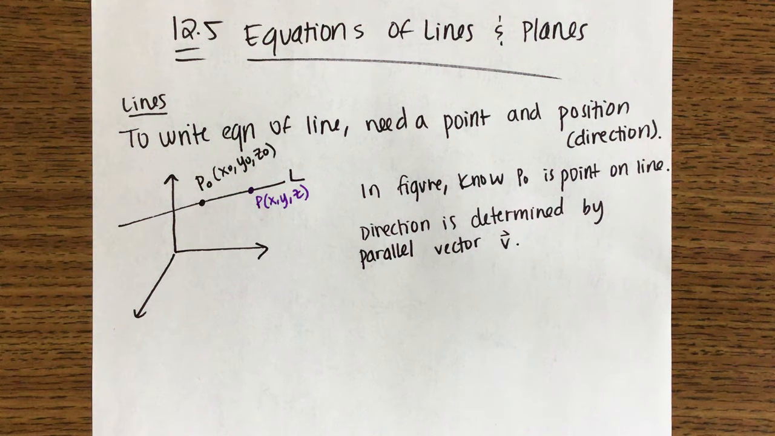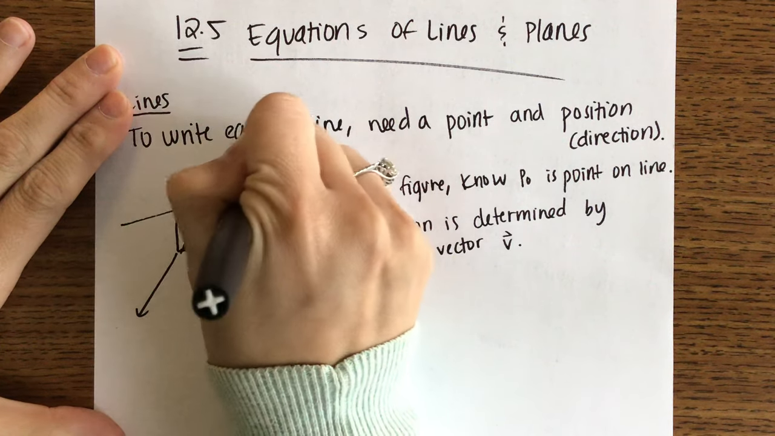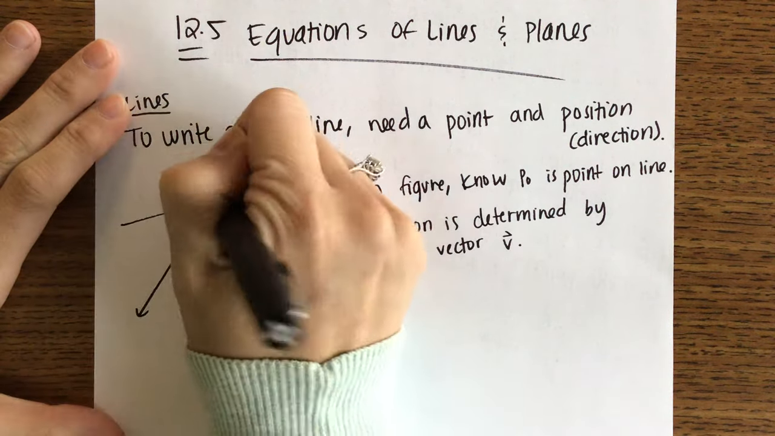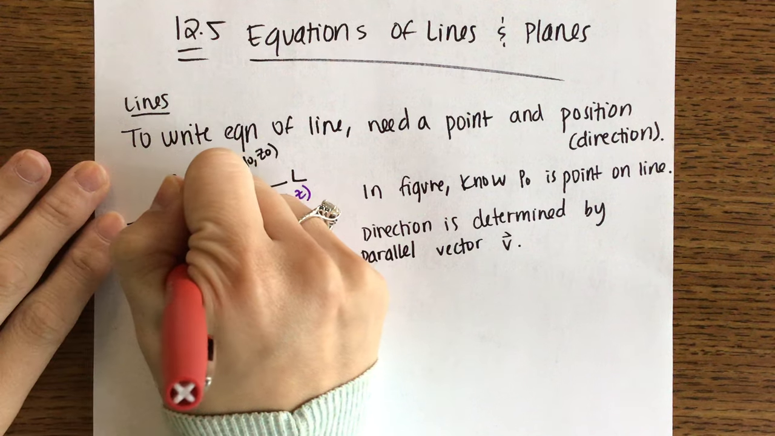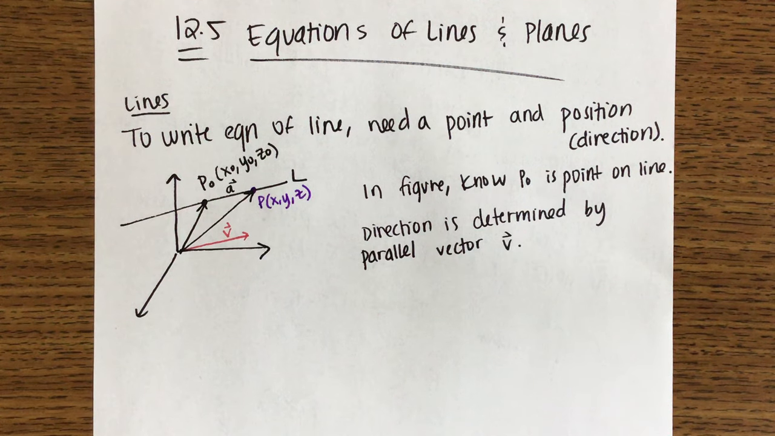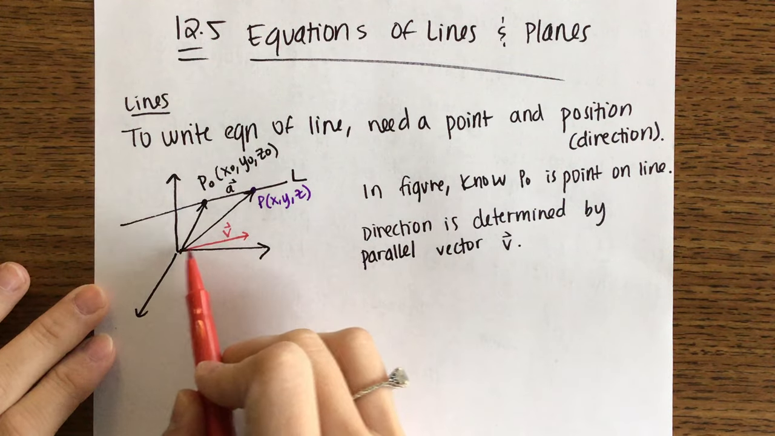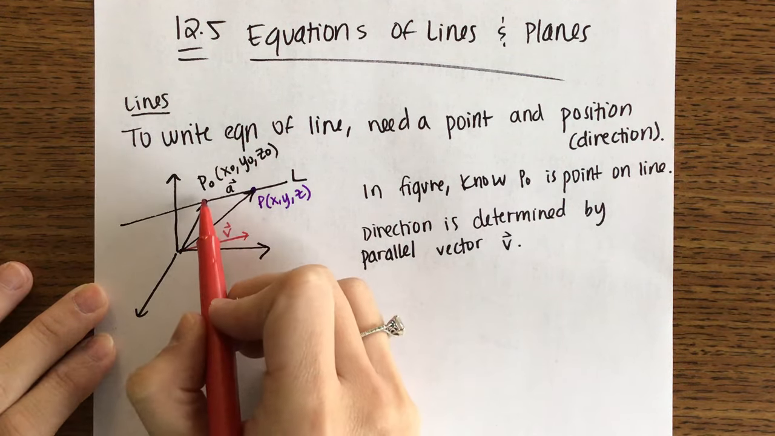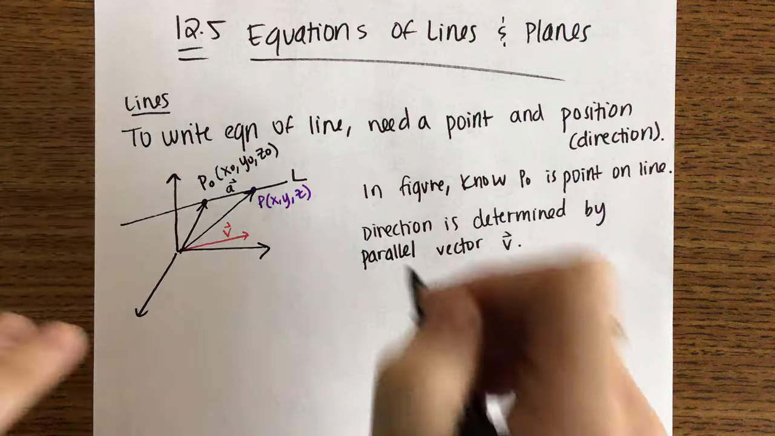So if we were to draw vectors to these points, this vector A then would be the direction vector. It's more helpful though to have a vector that starts at the origin. So what you're going to do is draw in some parallel vector. So that vector V is parallel to A. So we have this vector tells us the direction of the line, and our point P naught tells us the position. So these are the 2 things that are necessary to write the equation of a line.